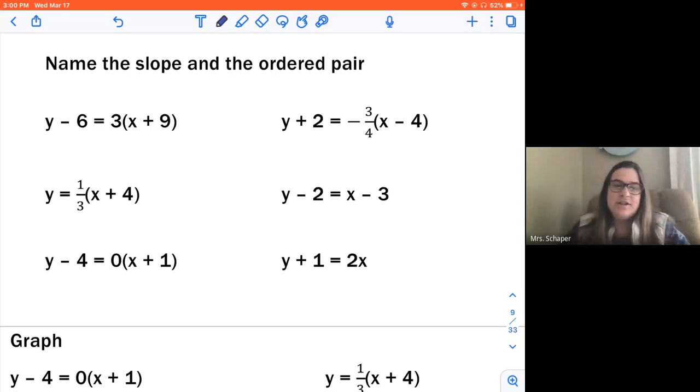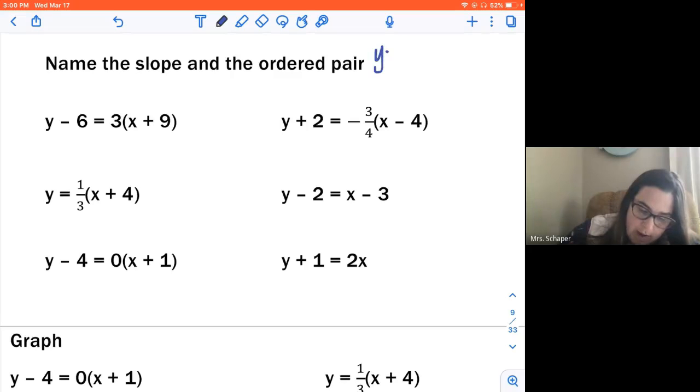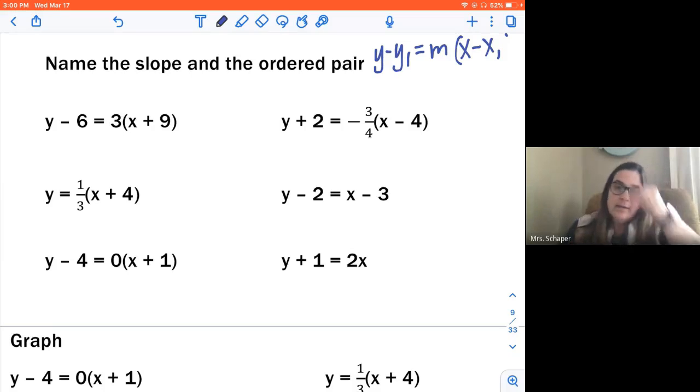Hey, mathematicians, we're back talking about point slope form. Keeping in mind that point slope form is y minus y sub 1 equals m times the quantity x minus x sub 1. This is the last of the different forms of linear equations we're going to talk about. So we're going to start out by just taking these equations and identifying the slope and the ordered pair.